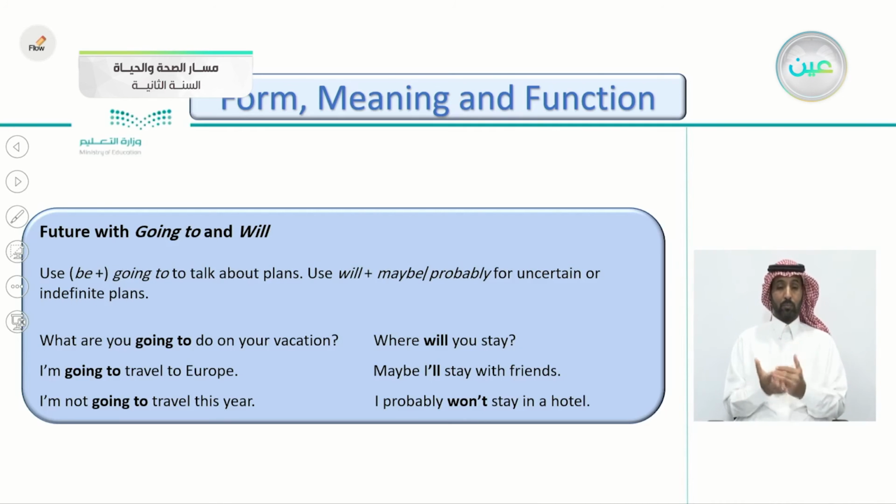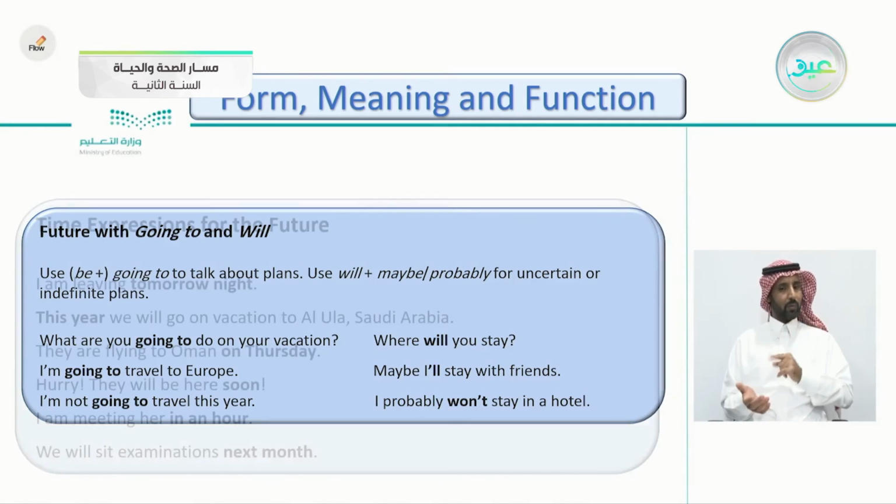Here you say, where will you stay? Maybe I'll stay with friends. So you're not certain. You are uncertain. I probably won't stay in a hotel. Again, you are not certain. You are not sure about your answer here. So we use maybe and probably with will to talk about uncertain plans.